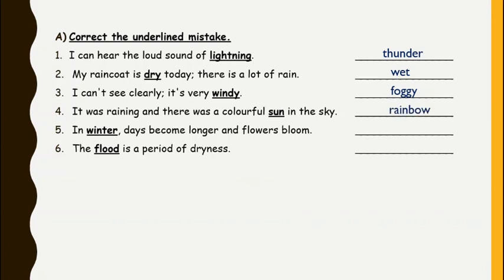Number 5. In winter, days become longer and flowers bloom. Do days become longer and flowers bloom in winter? No. Then when? Yes, in spring. Good job. Number 6. The flood is a period of dryness. Did we say that the flood is a period of dryness? Of course not. It's the total opposite. Drought is the period of dryness. Okay, excellent classwork, everyone.